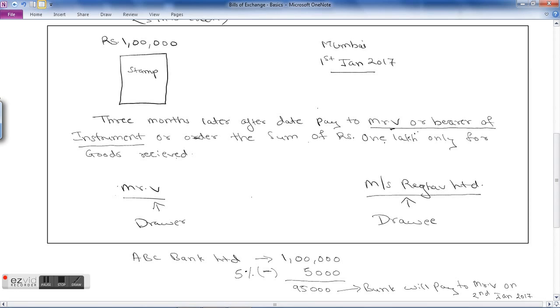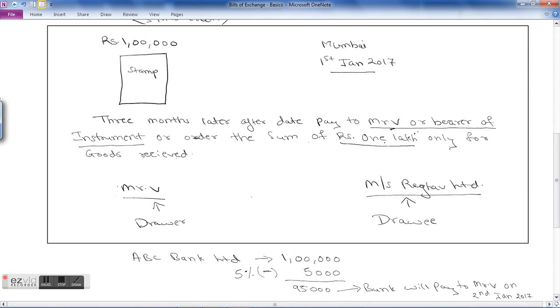Then it must contain an order to pay a certain sum of money. Okay, the bill cannot be vague, saying the sum of rupees so and so, or the sum of rupees up to rupees 1 lakh. No, no. It has to be a certain sum of money. That is the exact amount of the bill should be known. Okay, now in this case it's rupees 1 lakh.